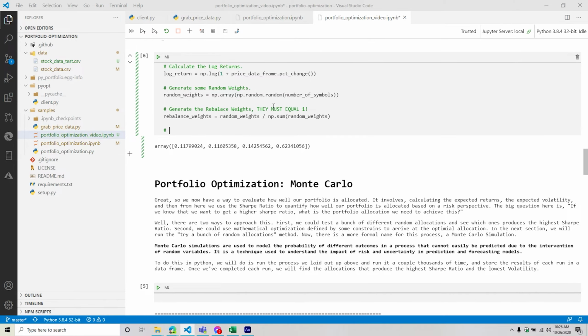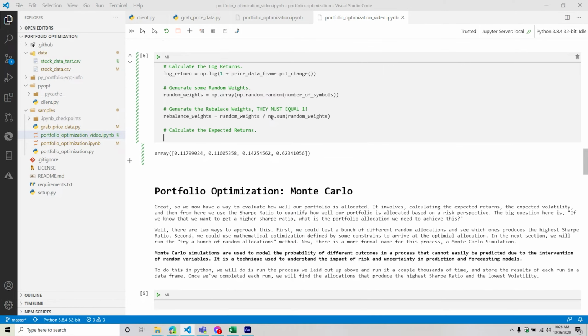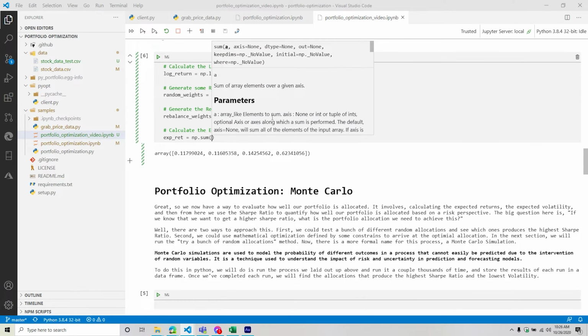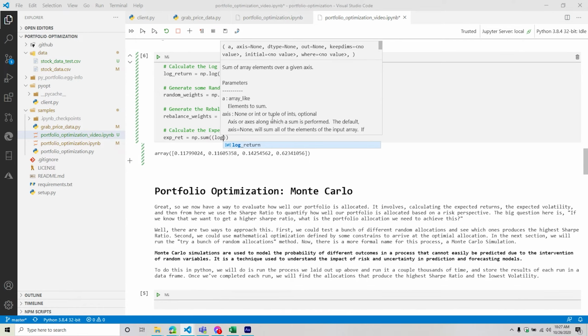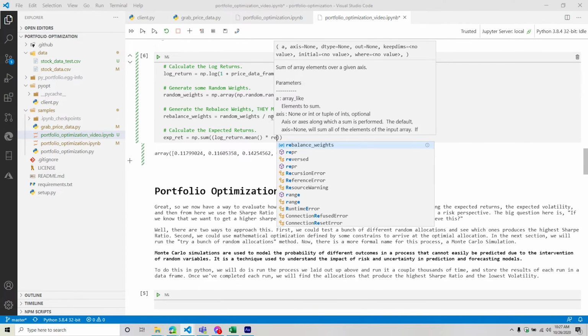And then what we're going to do from here is calculate the expected return. So now we're taking our log returns and we're going to calculate the expected returns. Well, how do we do that? That's not too complicated. We're going to take numpy, call our sum function, and inside of that, we're going to sum the average of the log returns, and then I'm going to multiply that by the rebalance weights.